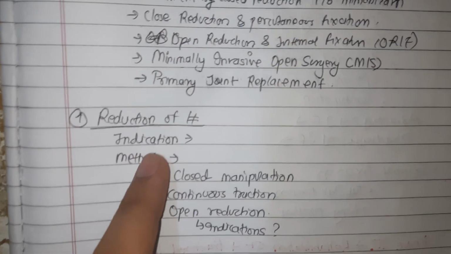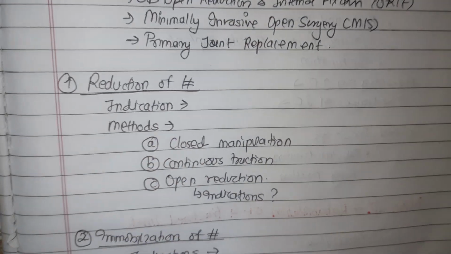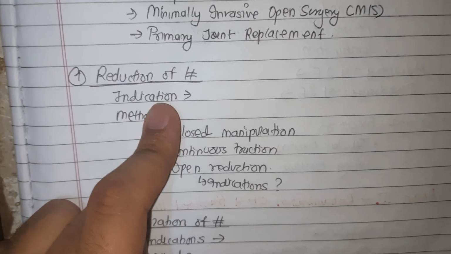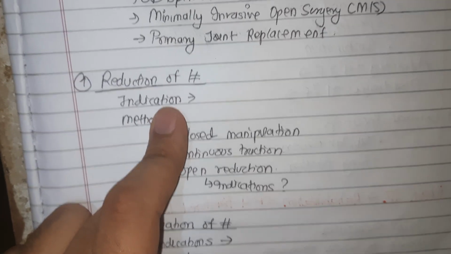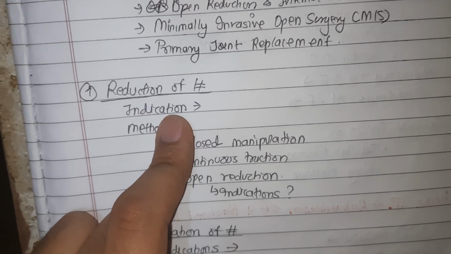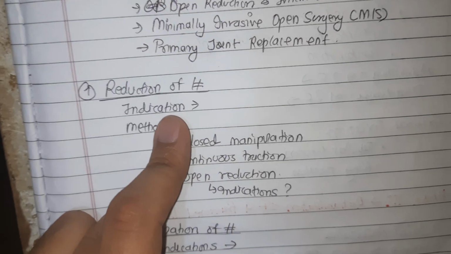They are reduction, immobilization, and preservation of function. So firstly, talking about reduction of fracture, not all fractures require reduction, either because there is no displacement or because the displacement is not significant to the final outcome. For example, a child's clavicle fracture doesn't need reduction because normal function and appearance will be restored without any intervention.